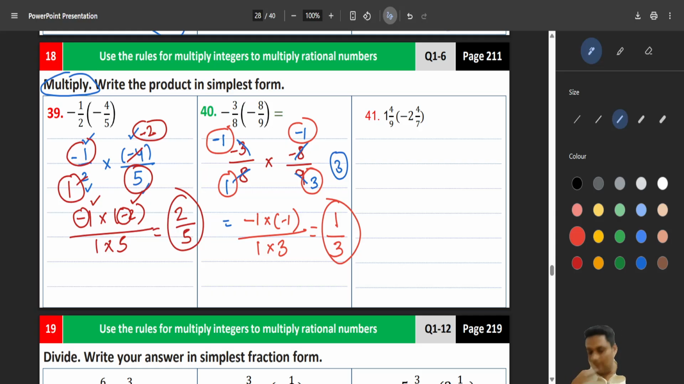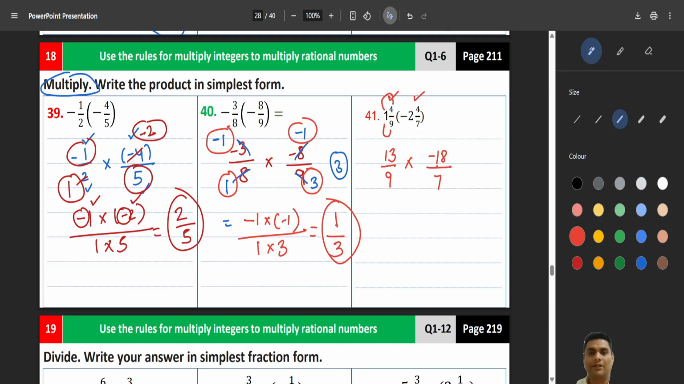Okay. Next question. Here I have mixed number, right? So first I will change the mixed number into fraction. How will I do that? Same thing. 9 times 1, 9. Plus 4, 13. So this become 13 over 9. Multiply. 7 times 2, 14. 14 plus 4, 18. So it will be minus 18. Why? Because there is a minus here.